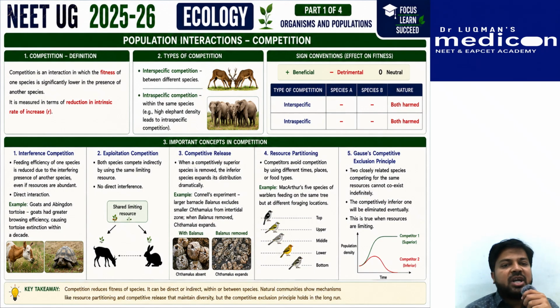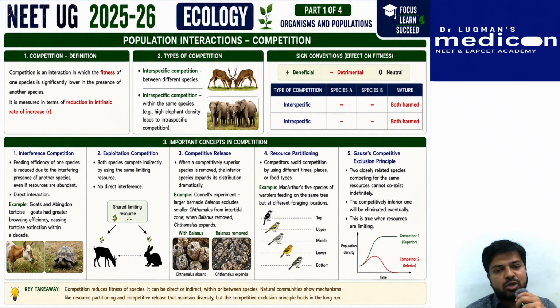Okay, competitive release: when a competitively superior species is removed, the inferior species expands its distribution dramatically. Example, Connell's experiment. This could be a direct question actually. Okay, you have to focus here. In Connell's experiment, the larger barnacle Balanus excludes the smaller Chthamalus from the intertidal zone. When Balanus is removed, Chthamalus expands. It means if we remove one species, the other is going to expand. That is called competitive release.